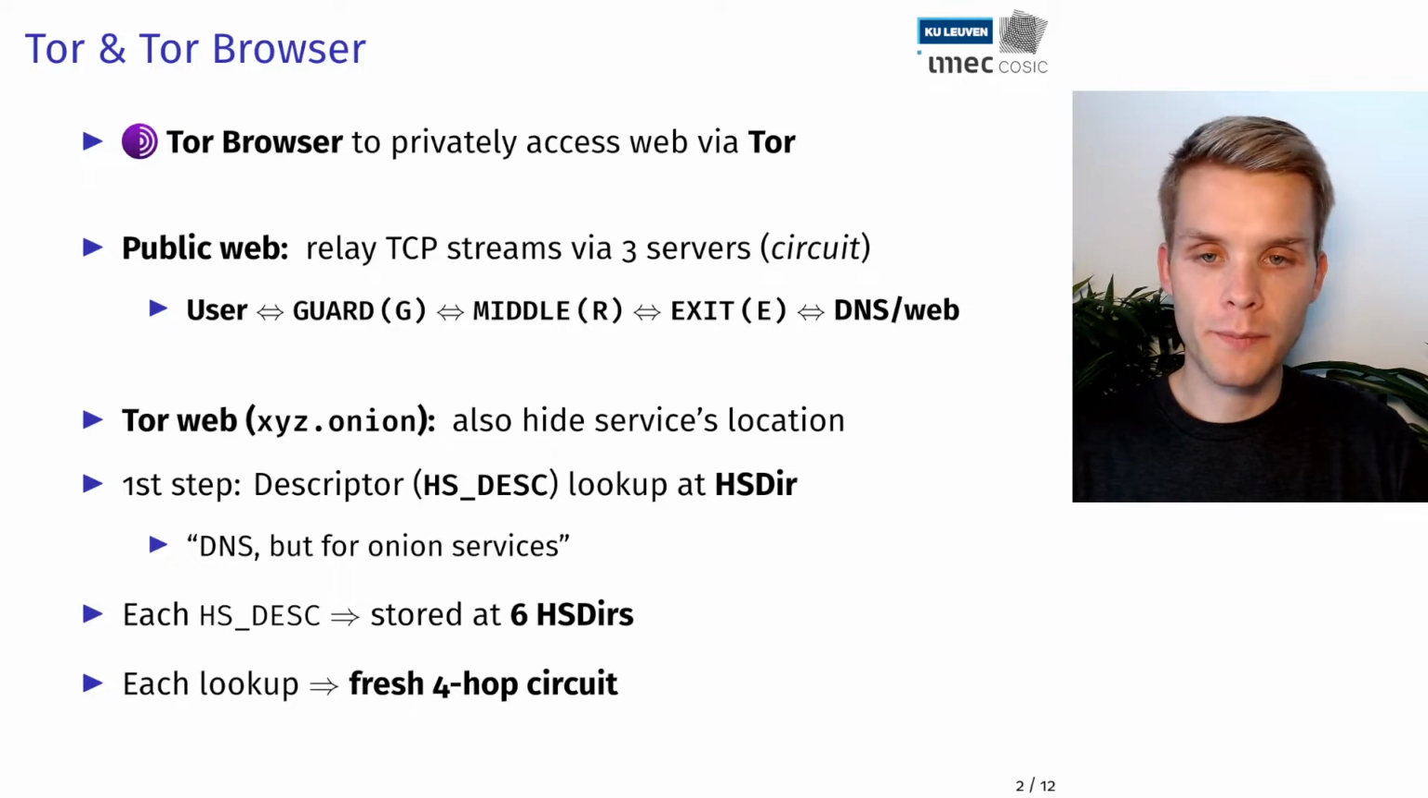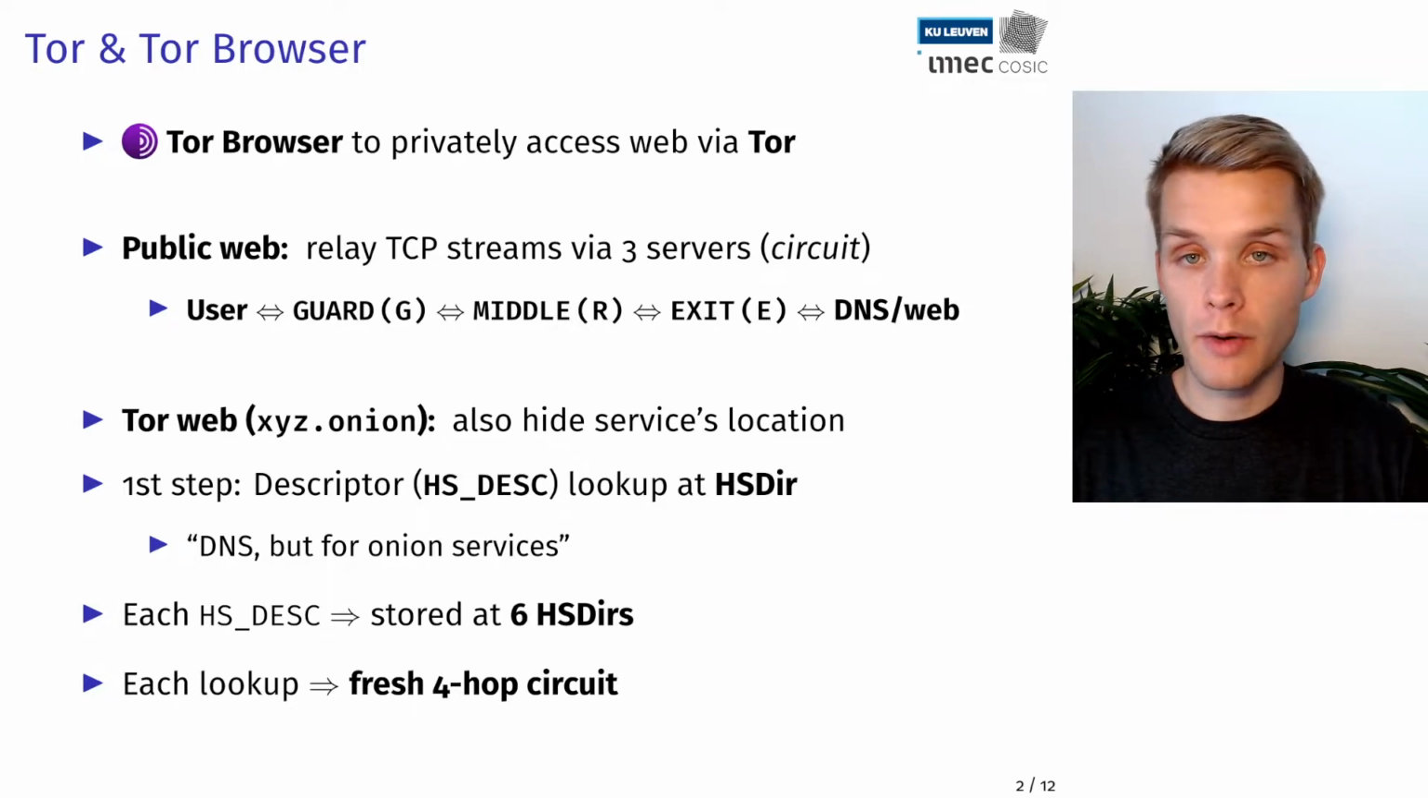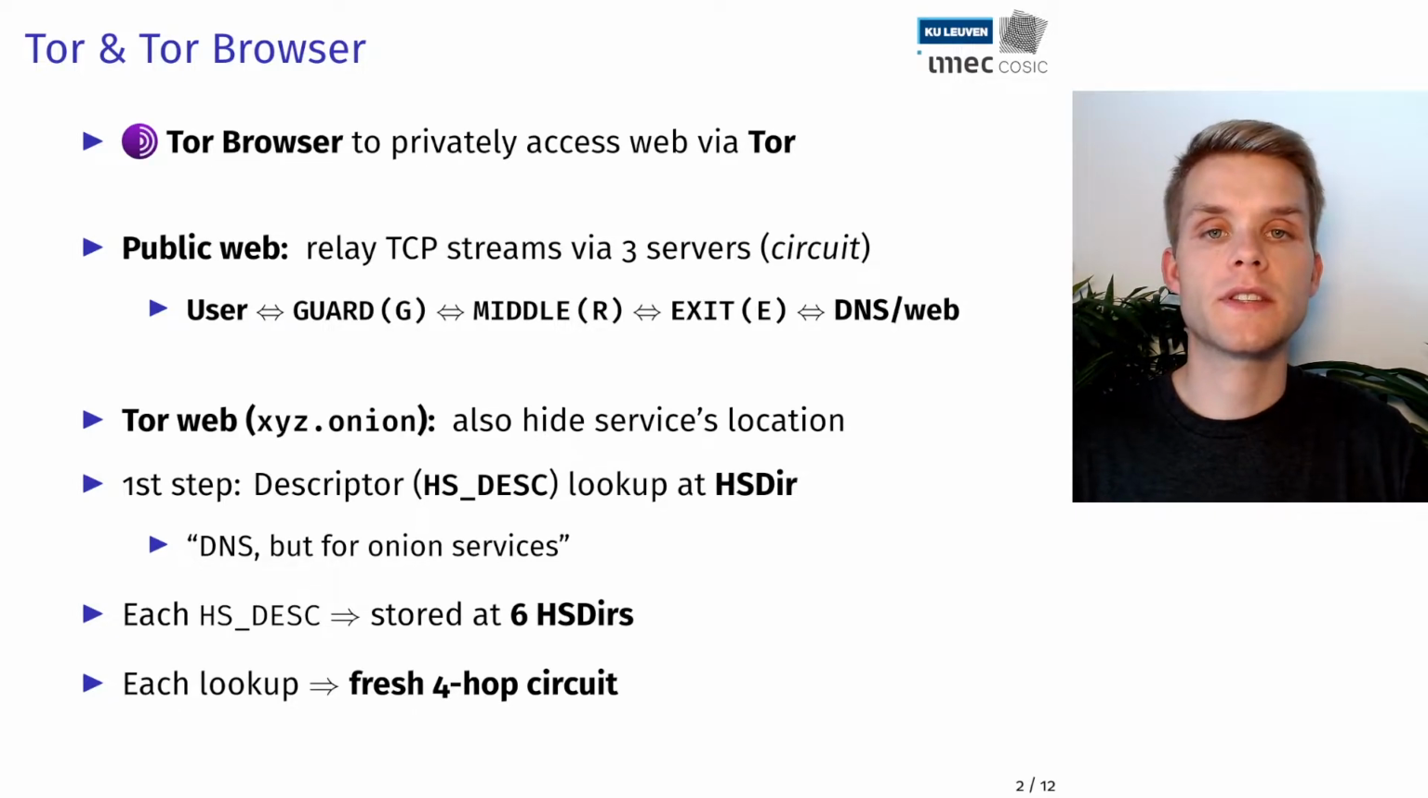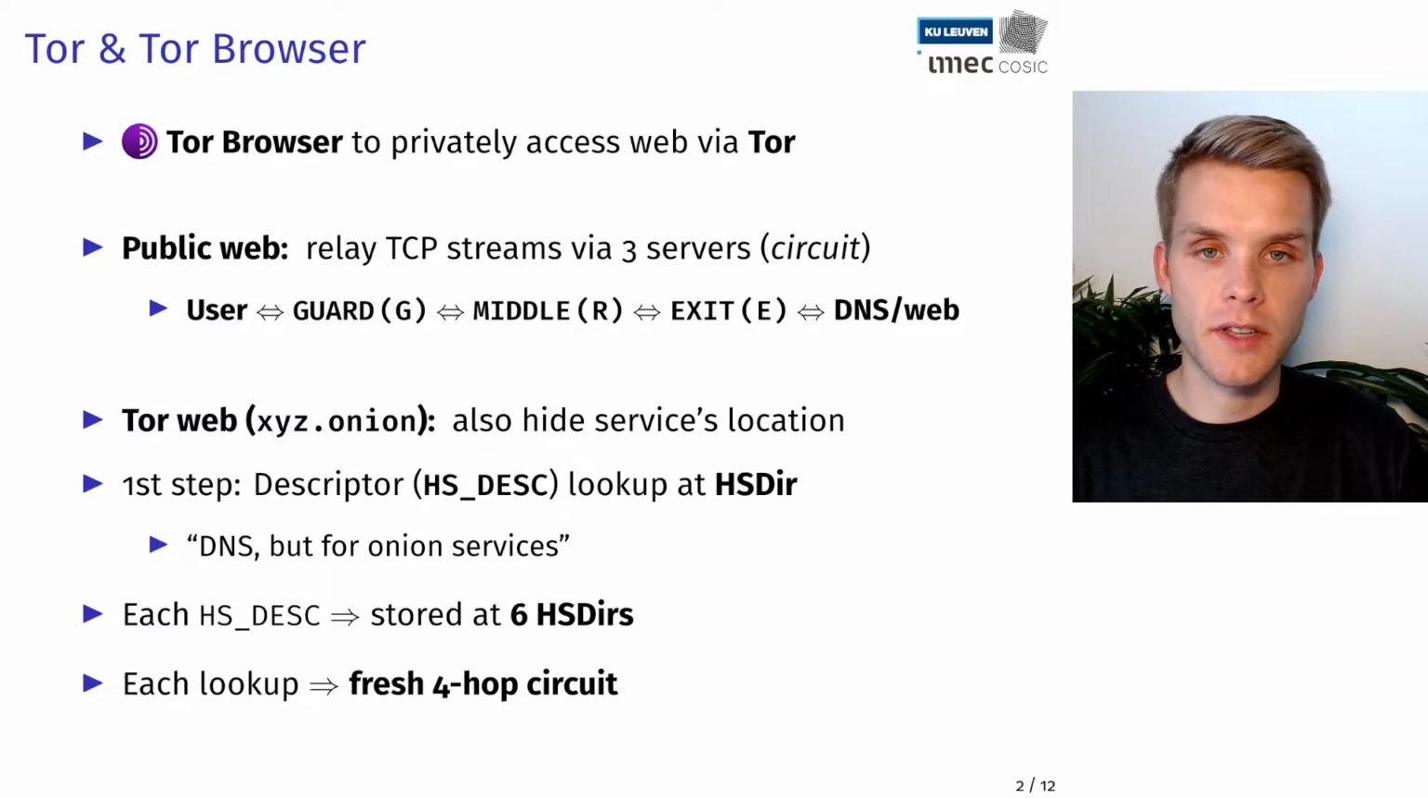Crucially for our attack, any descriptor describing how to connect to an onion service is located at 6 hidden service directories, or HSDIRs, such that if any one of them is down, there are backup ones that users can reach out to and still be able to download the descriptor of the service. And also relevant for us is that each lookup for such a descriptor is done via a fresh 4-hop circuit.